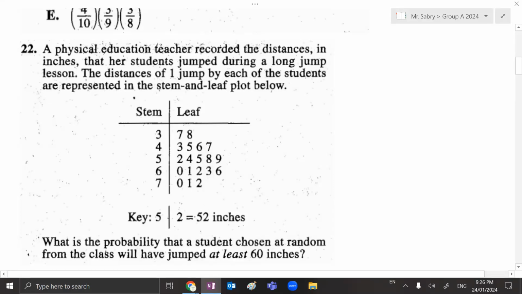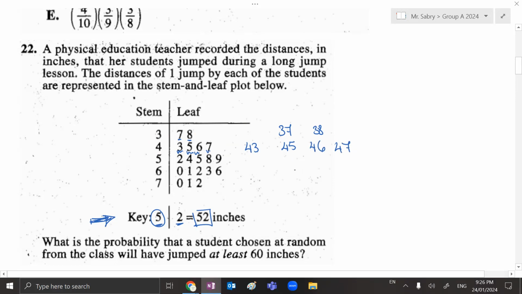So when you look at that, they said there's a key here to explain what this stem and leaf represents. They say the key is if there's a number here and then a number there, this means it's equivalent to 52. But what does that mean? It means that these numbers are actually not 7 and 8, they're 37 and 38. And these are not just 3, 5, 6, and 7. They're 43, 45, 46, and 47, and so on. Do we all understand how the stem and leaf works?